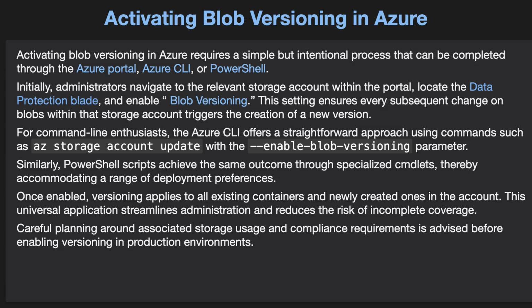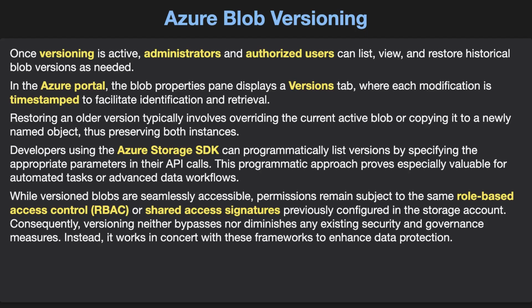Once enabled, versioning applies to all existing containers and newly created ones in the account. This universal application streamlines administration and reduces the risk of incomplete coverage. Careful planning around associated storage usage and compliance requirements is advised before enabling versioning in production environments. Once versioning is active, administrators and authorized users can list, view, and restore historical blob versions as needed.